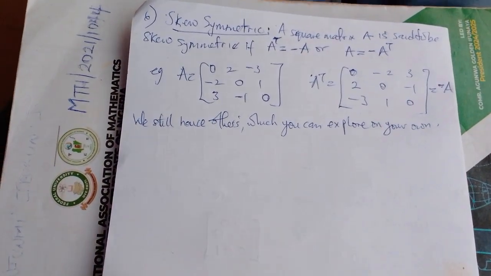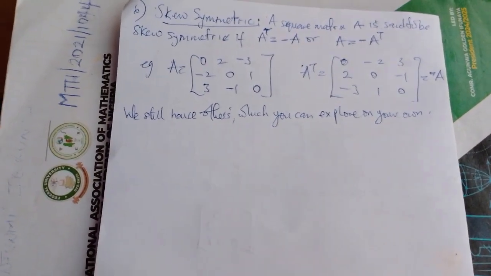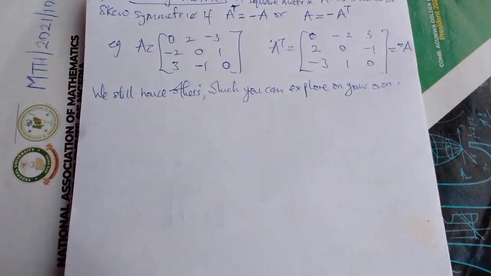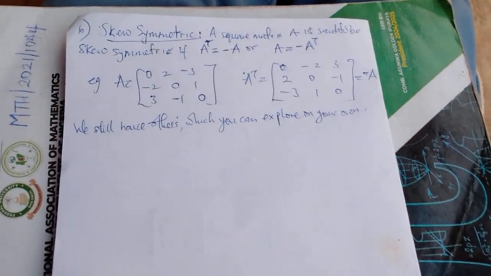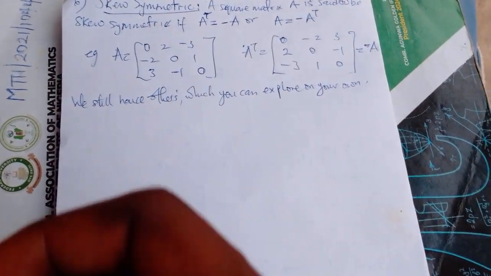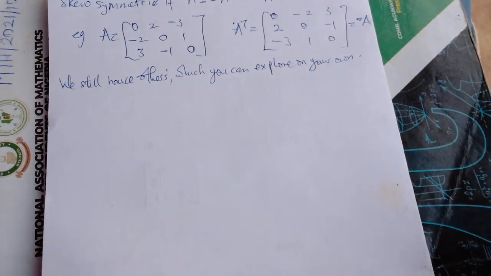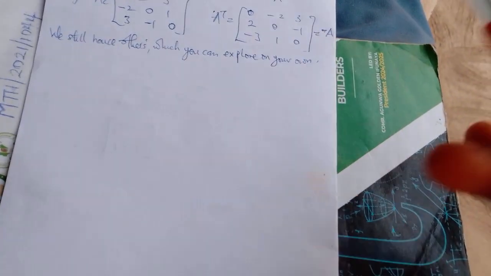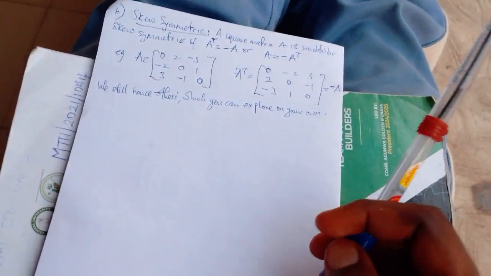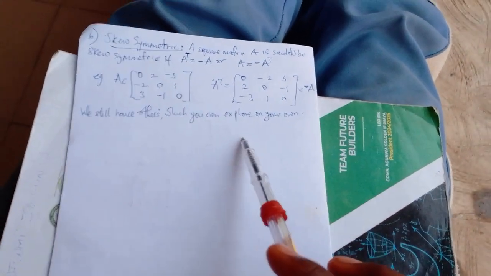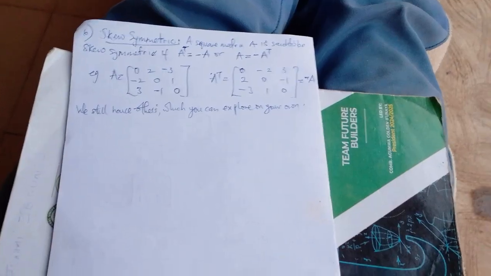Now we have other matrices which you can also explore on your own. We have the orthogonal matrix. We have many different kinds of matrix that you can explore on your own. You have the singular matrix, you have the non-singular matrix. You have a lot of kinds of matrix which you can explore on your own. But for this video, or for this course, we are only limiting ourselves to just these 6. Is it clear now?